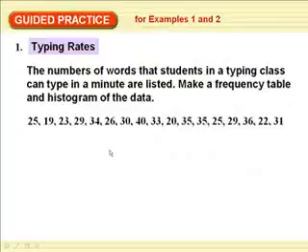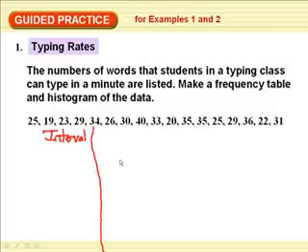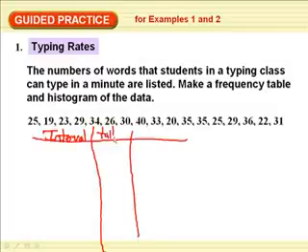Okay, so here let's make a frequency table and a histogram. So this is going to be our interval. And then we're going to make tallies. And this is going to be the frequency. Okay, so what's the lowest number? I see a 19 and a 40. So 19 to 40.